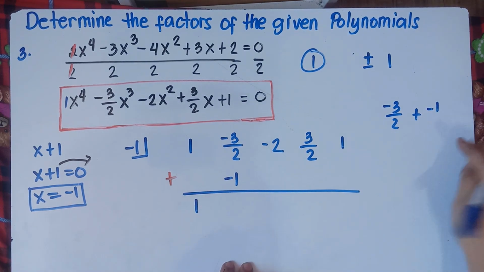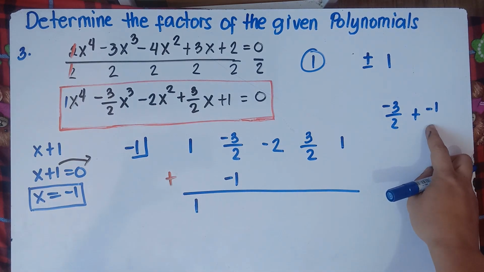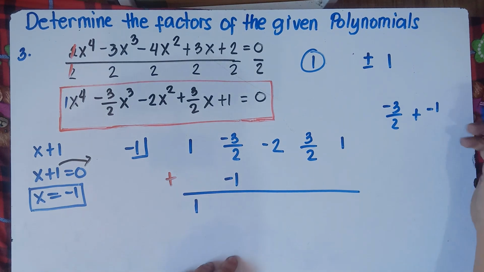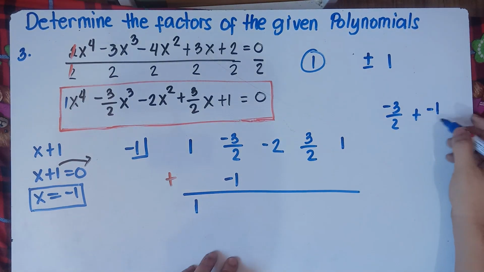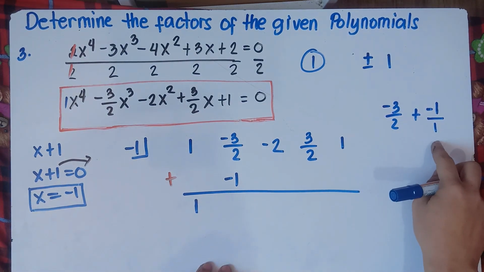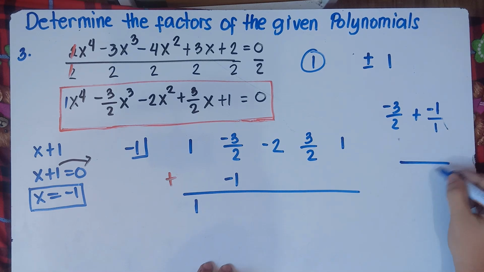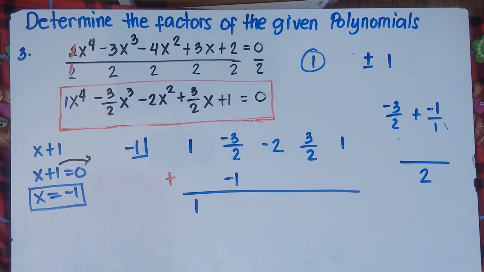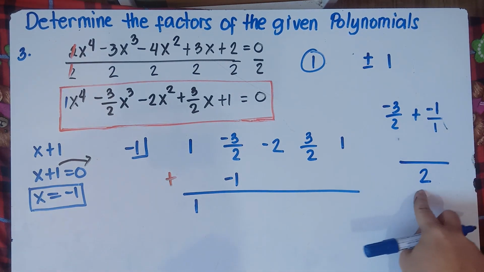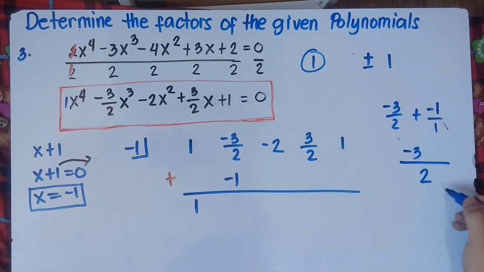So once again, rules in adding fractions, class. Do you still remember? Okay, rules in adding fractions. If they don't have the same denominator, understand that this negative 1 has a denominator of 1. So once again, class, if they don't have the same denominators, you can simply find the LCD. Find the LCD of 2 and 1, that would be 2, right? So 2 divided by 2, that is 1, times negative 3, that's negative 3.